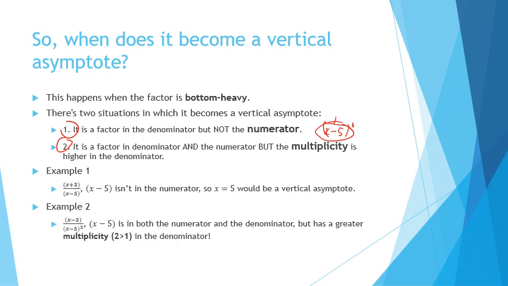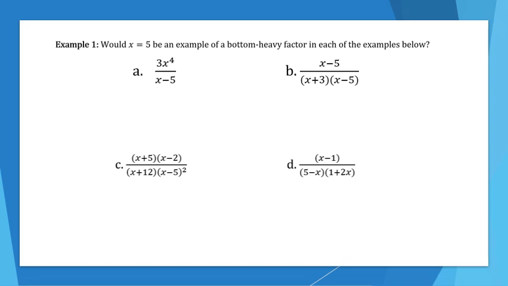So this is example 2. If we have, let's say, x minus 5 over x minus 5, and this is cubed and this is squared, this would be a bottom heavy factor because it has a greater degree in the denominator than in the numerator. Right? So for example 1, would x equals 5 be an example of a bottom heavy factor in each of the examples below? The first one is yes, right? It is found in the denominator, but it is not found in the numerator. So 1 should be yes.